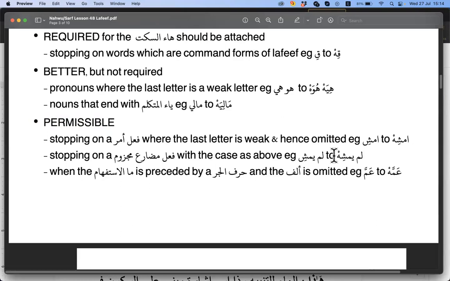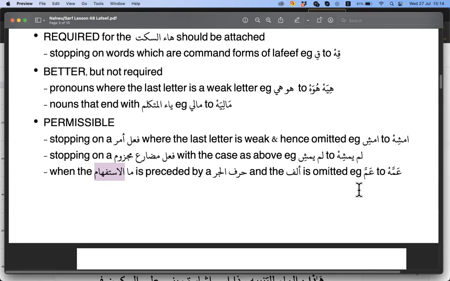Lam yamshi. And lastly, when the ma istifham is preceded by a harf jar and the alif is omitted. So we did talk about this when we talked about ma istifham, remember? When it's connected with a harf jar, we drop the alif. It tells us that when you see amma yatasaalun, right? Mim, if with the alif, it can be ma mausul, right? Amma, for example, when you see the word bima, it can be ma mausul, it can be ma masdariyah, it can be ma istifham, it can be ma shart, right?